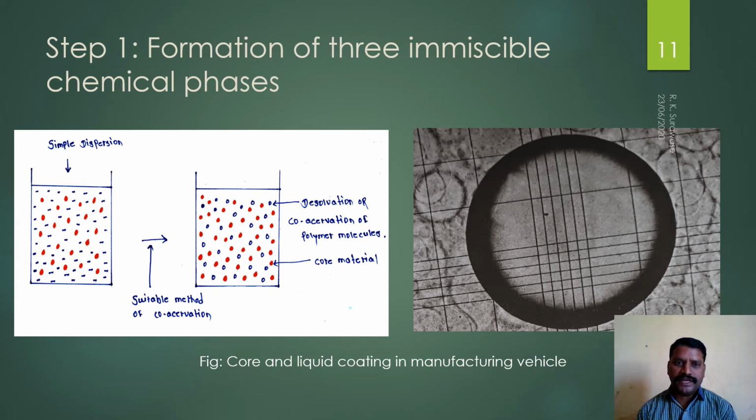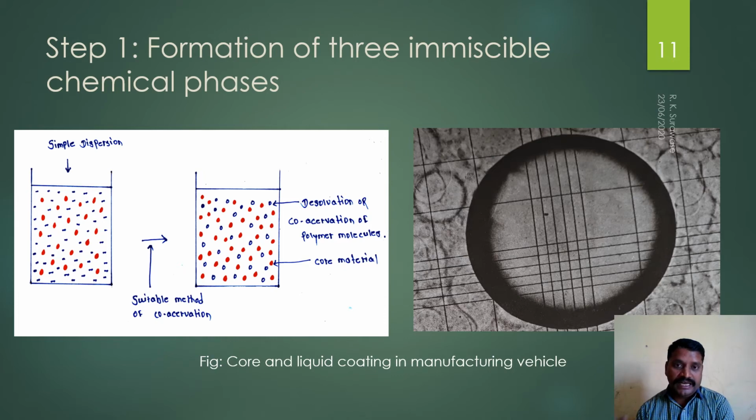The formation of three immiscible chemical phases. The first stage in coacervation. Now there are different approaches. We'll discuss later on approaches or how to achieve the microcapsules by coacervation: by temperature change, by addition of incompatible polymer, or by addition of non-solvent, salt addition, then polymer-polymer interaction. So these are the different ways to achieve the coacervation.